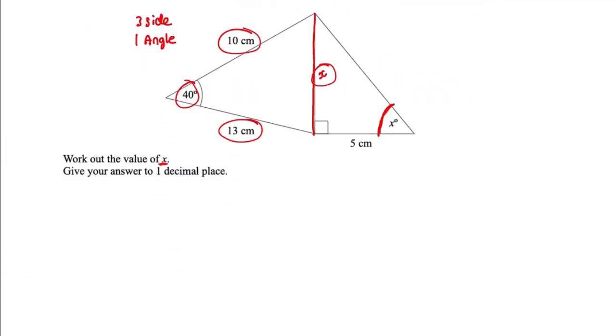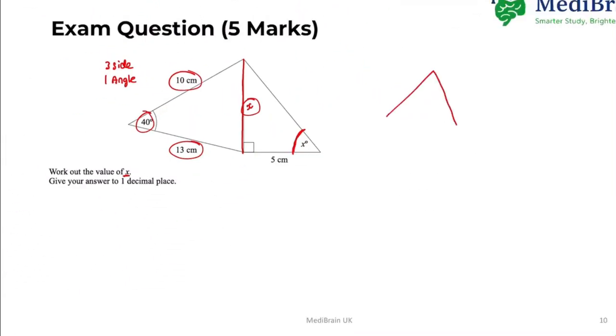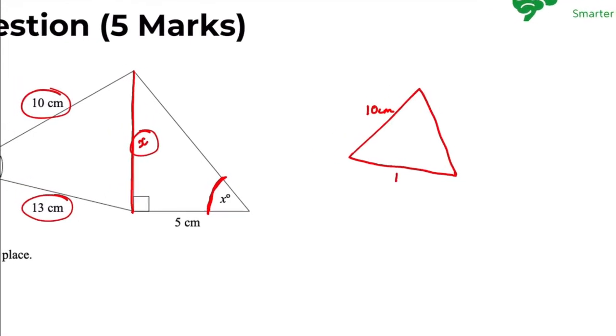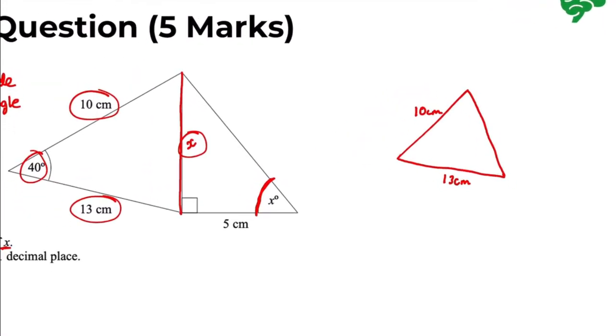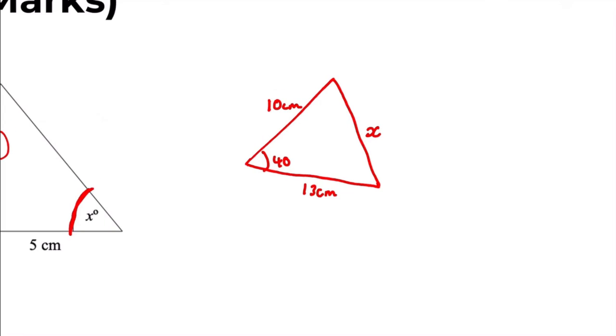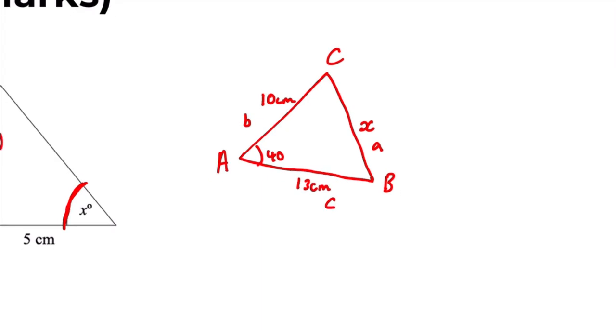Okay, so I'm just going to redraw that triangle out. So we've got a triangle like this. This is 10 centimeters. This is 13 centimeters. This is 40 degrees, and this is x. We can use cosine rule over here. This is lowercase a, this is lowercase b, this is lowercase c. Okay, and remember, just labeling the triangle there. A is the side with x.